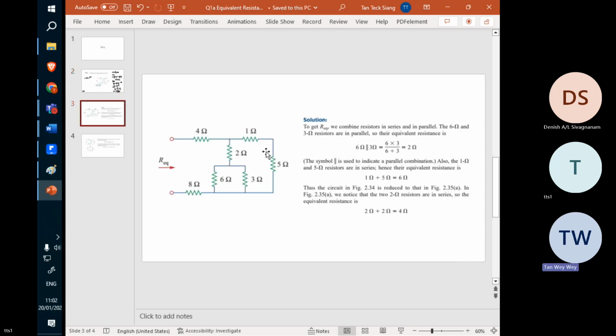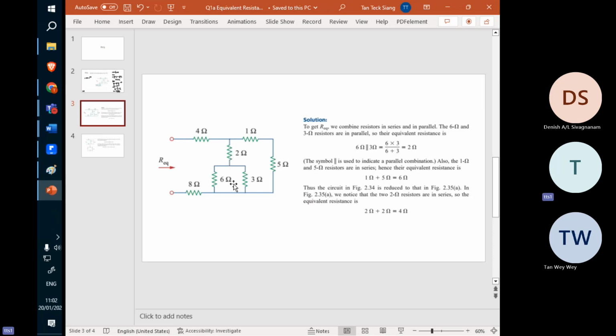First, we look at the 6 and 3 because they look like parallel to us, because they have 2 resistors and only 2 common nodes. So we use the parallel formula. On the top is the product and at the bottom is the sum. So we get 2 ohm to replace these two. And then on the right hand side, we have 1 and 5. They are quite clear, they are in series. Therefore, we can just add them up to form a 6.